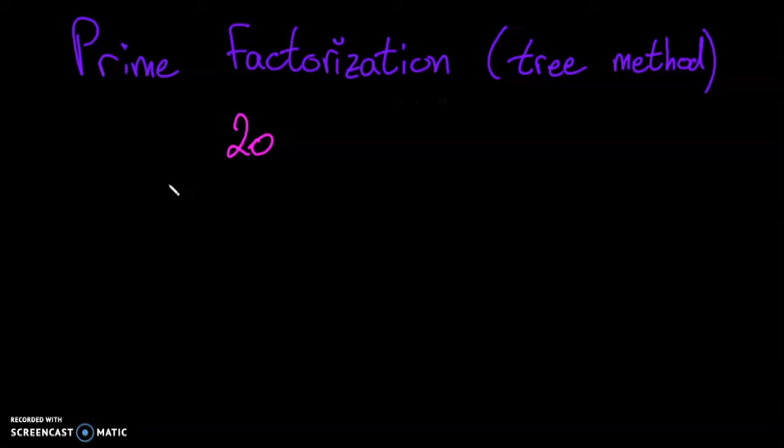So we already know what a prime number is. Now let's look at prime factorization. The method we're going to be using is called the tree method.